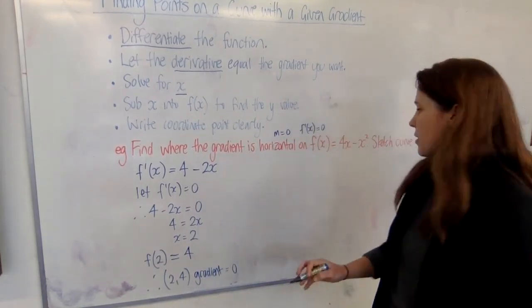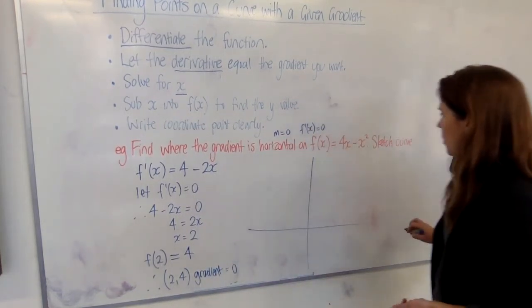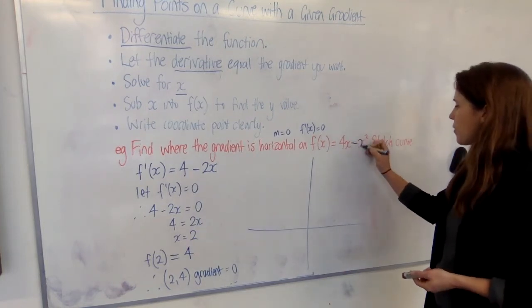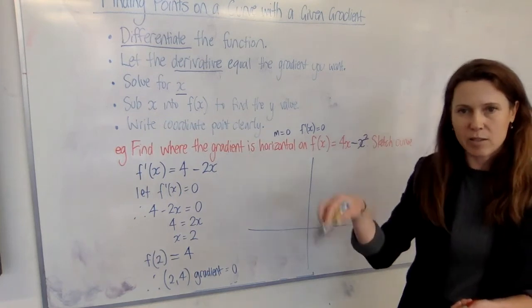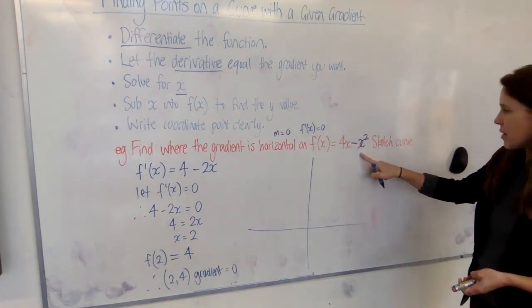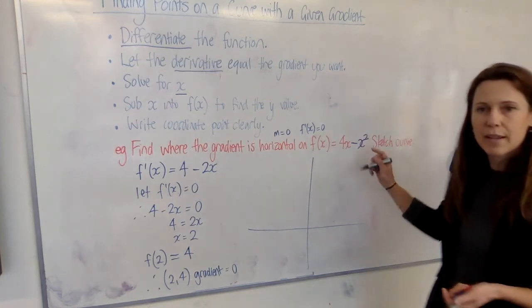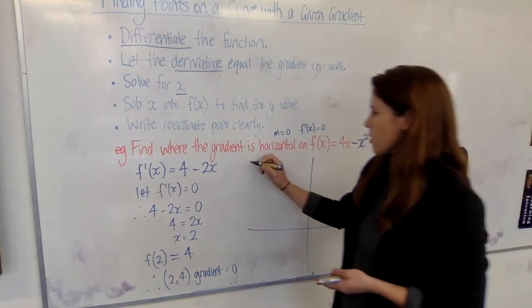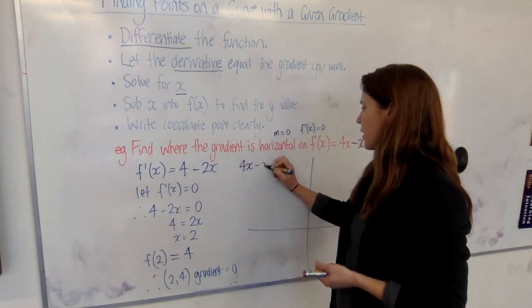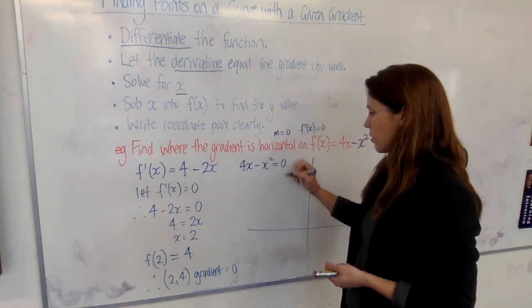Now, how do we go about sketching this thing? Well, I know that it's a parabola because it's got x squared. I know that this negative x squared tells me that it's upside down, so it's shaped like this. Now, if I want to find the x-intercepts, I need to just let y equal 0. So if I let y equal 0, it's the same as letting f of x equal 0. I've got 4x minus x squared equals 0.